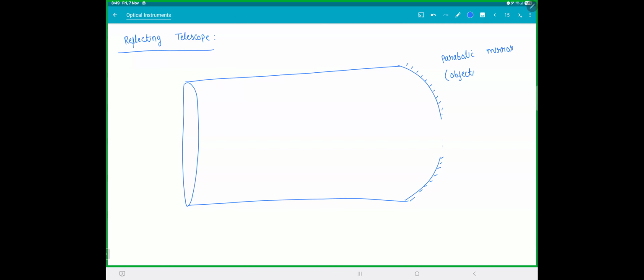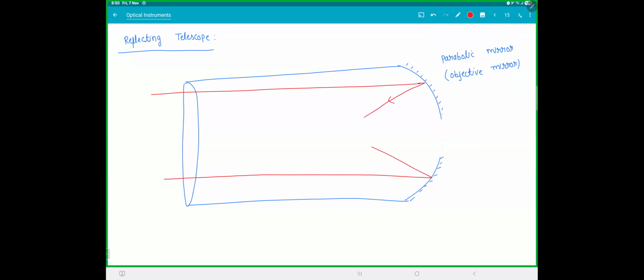So this will be your objective mirror. Instead of an objective lens, we use an objective mirror. These light rays, which are coming from very far, are almost parallel. After reflection, they will try to meet at the focus. This is your aperture, so you want as many light rays as possible to enter. Then you put one more mirror here, a secondary mirror.